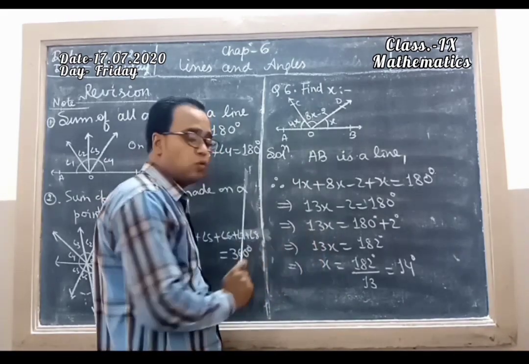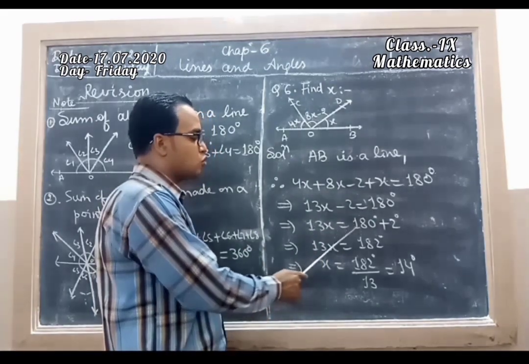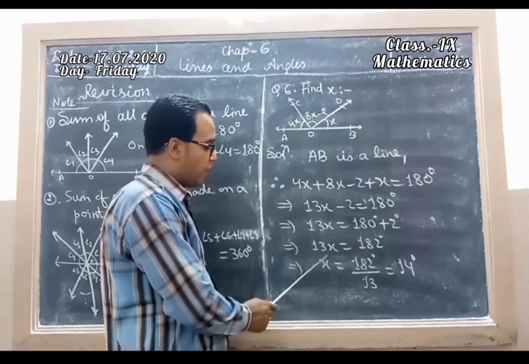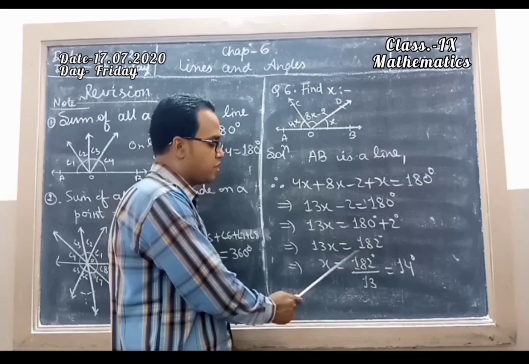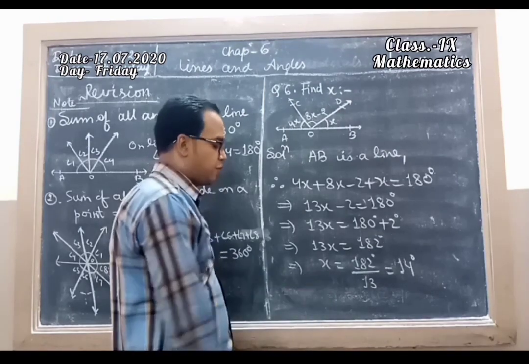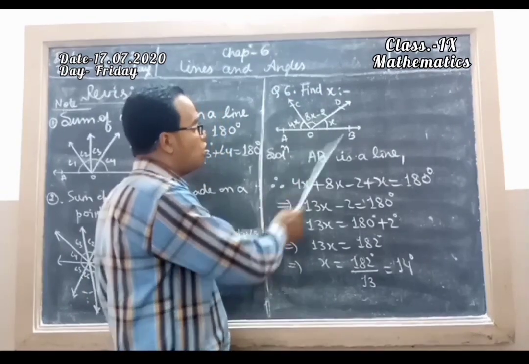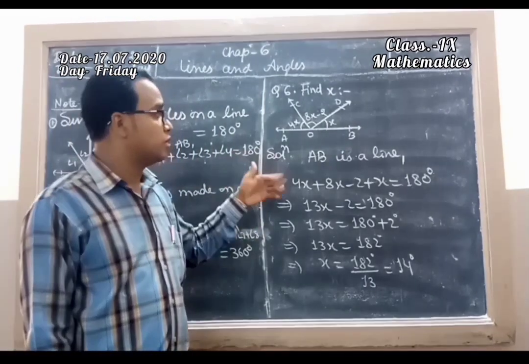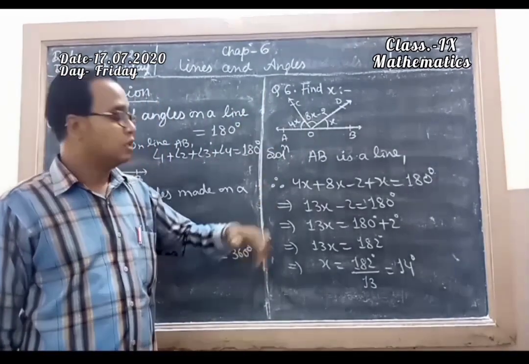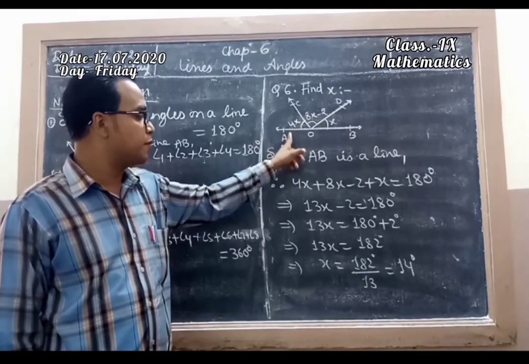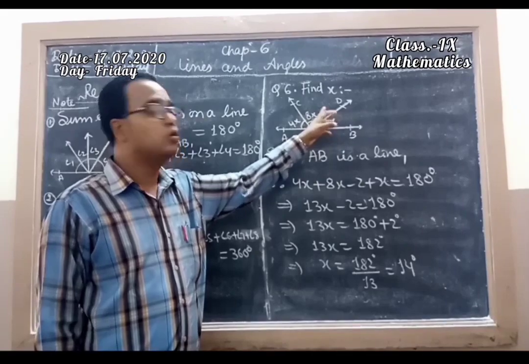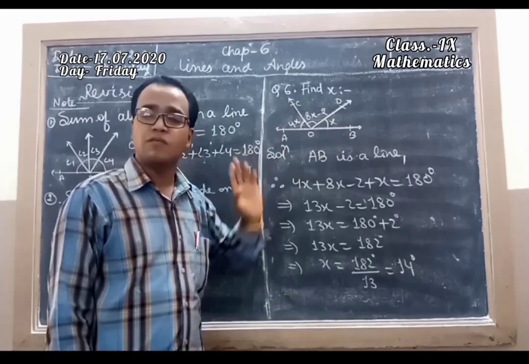Minus 2 transposes to the RHS. So 13x equals 180 plus 2. 13x equals 182 degrees. So x equals 182 by 13. 13 fours are 52, so x is 14. In this manner we got x. But in the question, if further angles are asked, then put the value of x. 4 into x means 4 into 14, 56 degrees. 8 into 4, 32 minus 2, 30 degrees. And x is 14 degrees.